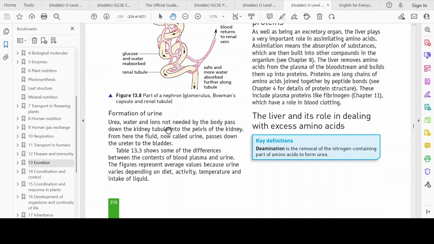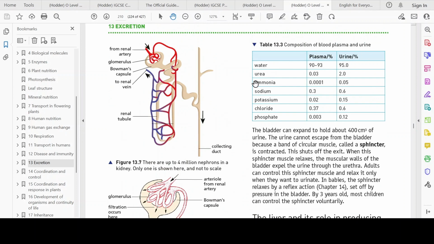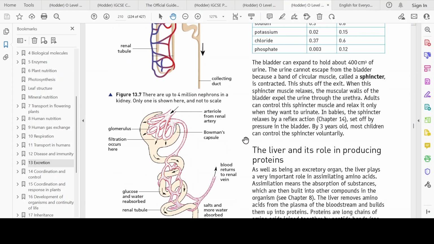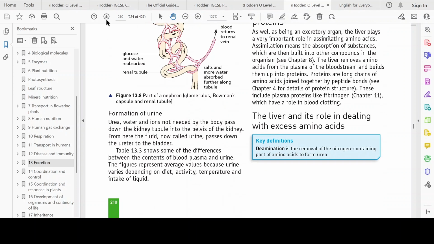Water, urea and ions not needed by the body pass down the kidney tubule into the pelvis of the kidney. From here, the fluid, now called urine, passes down the ureter to the bladder. The composition of urine depends on our diet. So this is kind of a general thing; the specifics depend. I mentioned the bladder and the sphincter, so that's written over here. The bladder can expand and hold up to 400 cubic centimetres of urine, which translates to 400 ml. That's quite a lot.